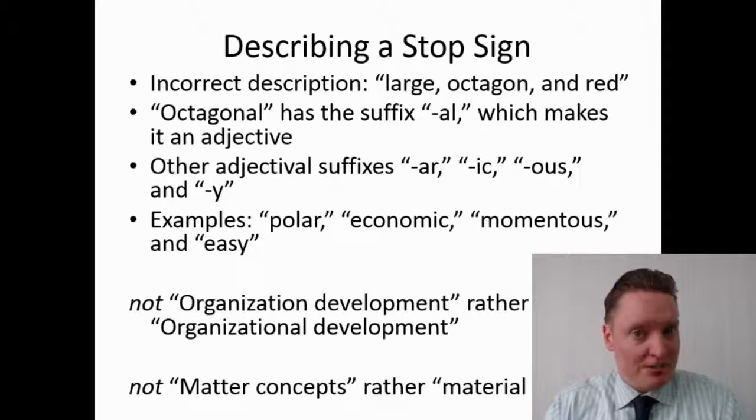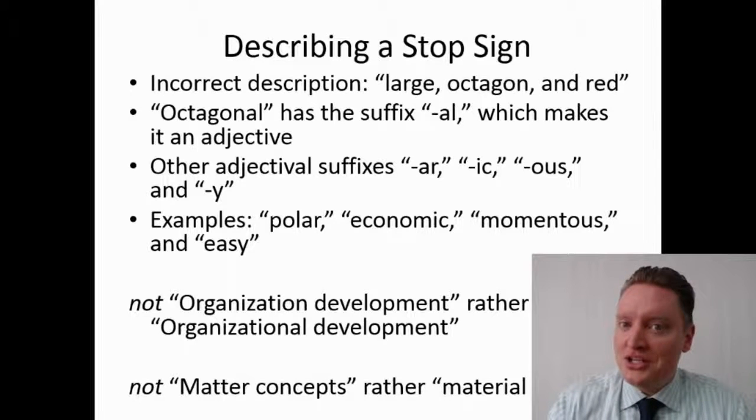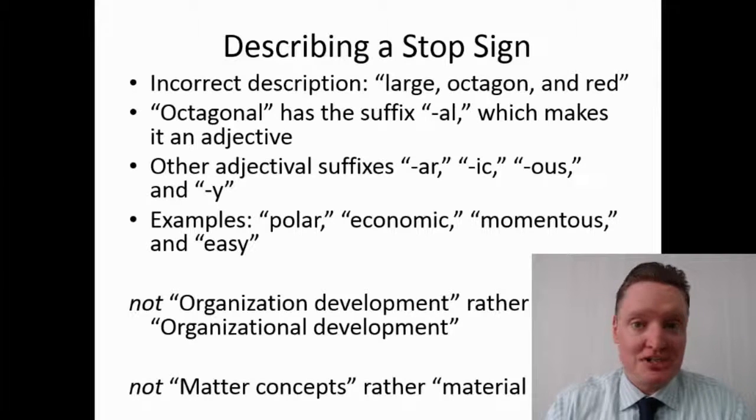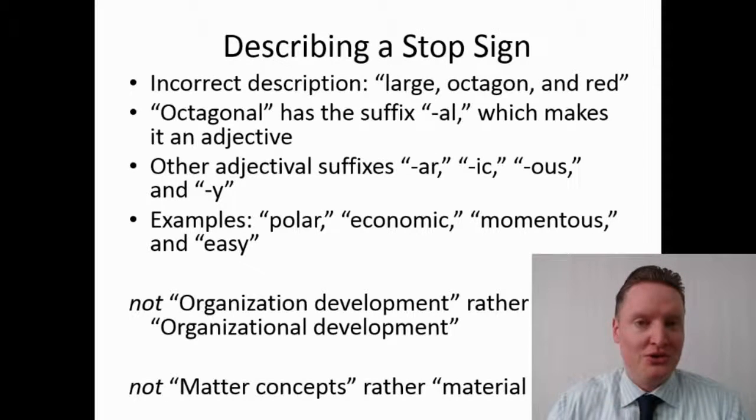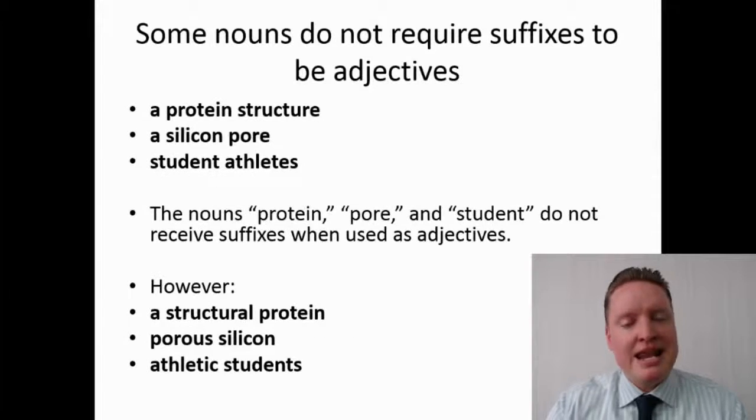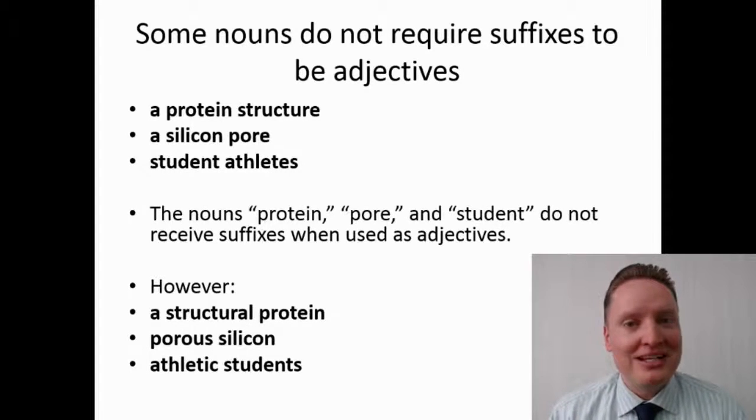Now, in your research paper, sometimes I see, for example, "organization development," but that's not correct. Organization is a noun, but the adjective form of that noun is "organizational development." Another one is "matter concepts." No, matter can be changed into material when we are using it as an adjective. Material concepts, for example.